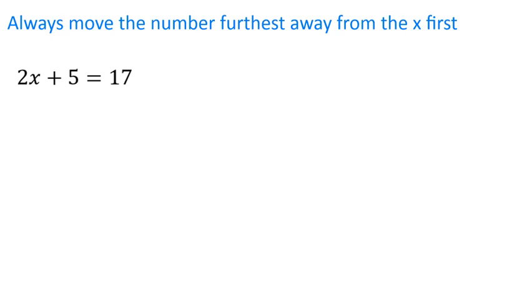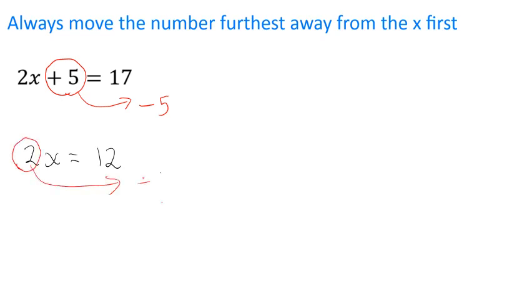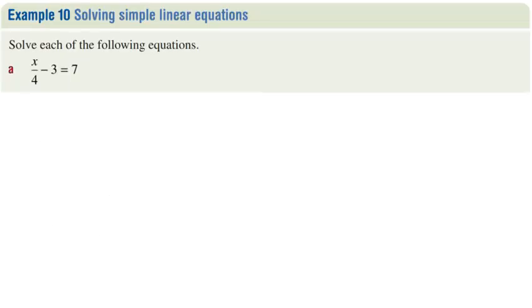So if you look at this example here, 2x plus 5 equals 17. I'm trying to figure out what x equals. So I move the number that's furthest away from the x first. So this one here, so I'm going to subtract 5. So this leaves me with 2x equals 17 minus 5, which is 12. And then to figure out what x is, I need to divide by 2. So x equals 6.